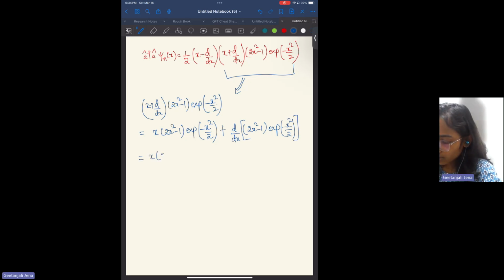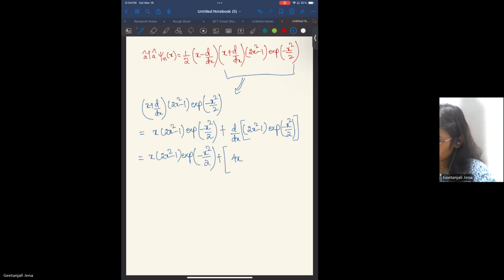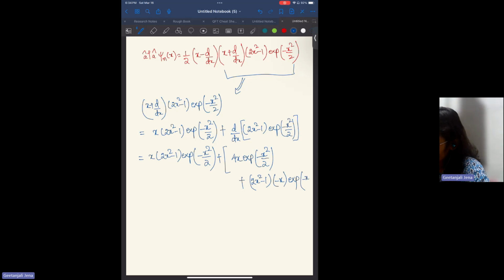So this will remain unchanged, the first term. The second term, what you will get is 4x exponential minus x square by 2. And the other one is plus 2x square minus 1 derivative of exponential x square by 2. So it will be minus x exponential minus x square by 2.